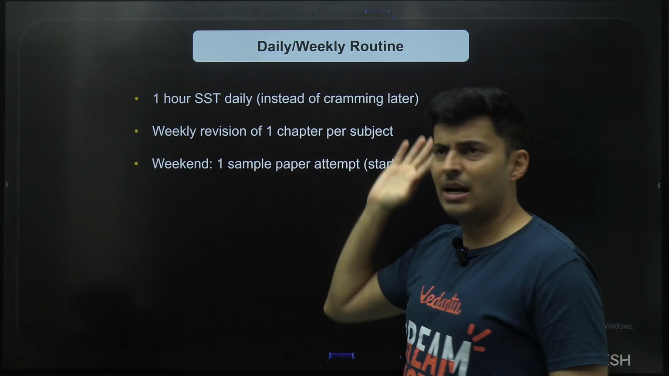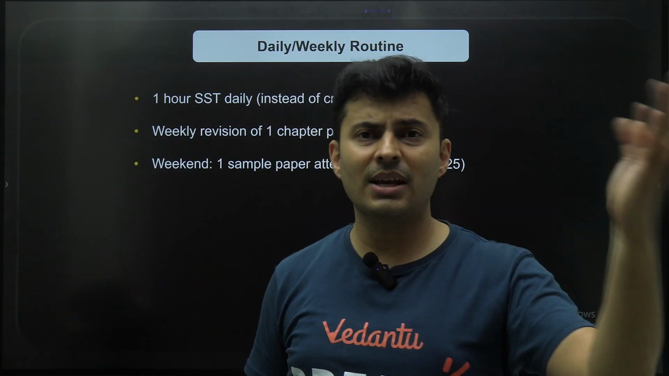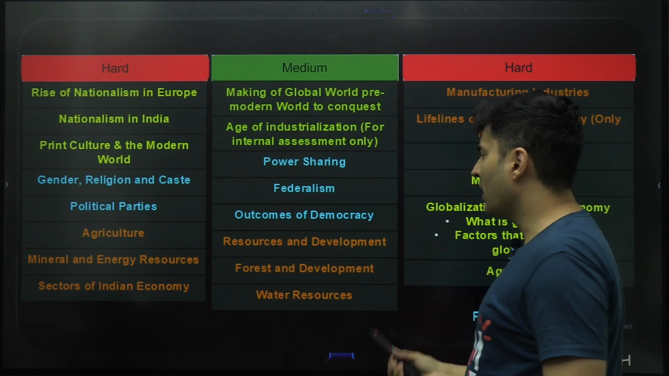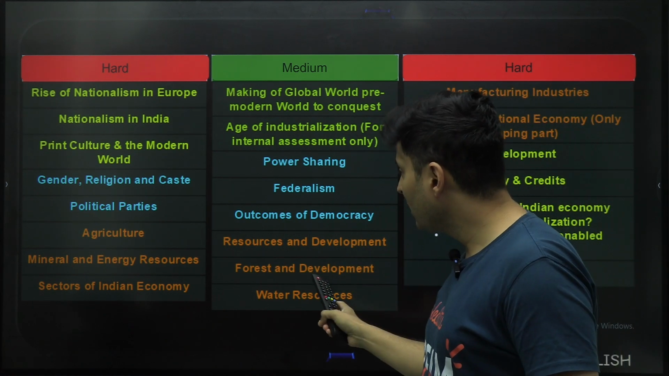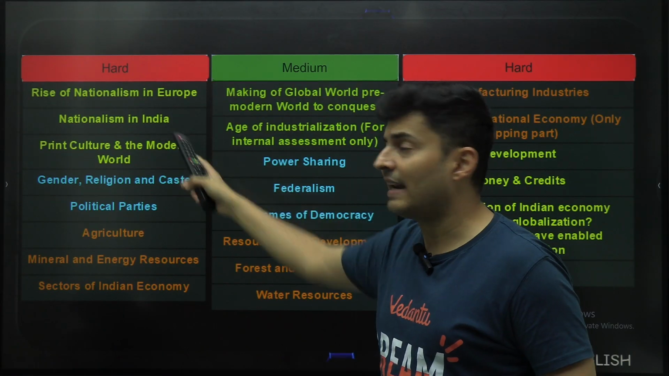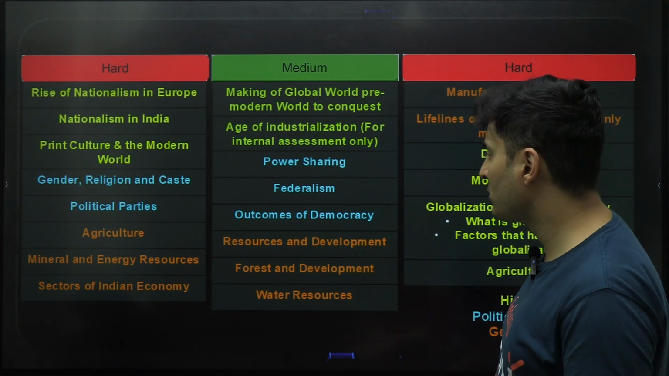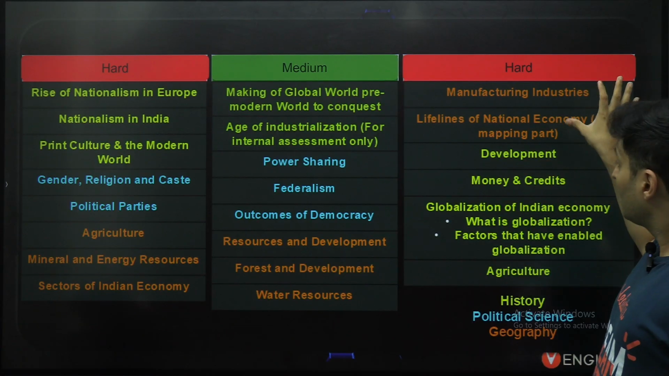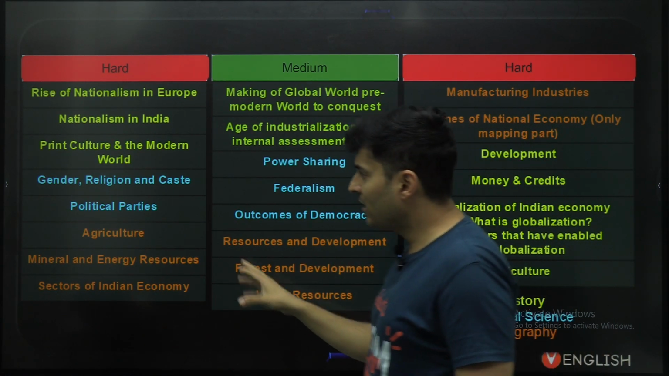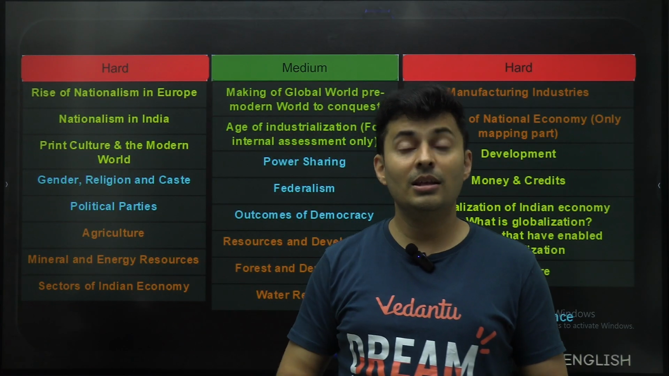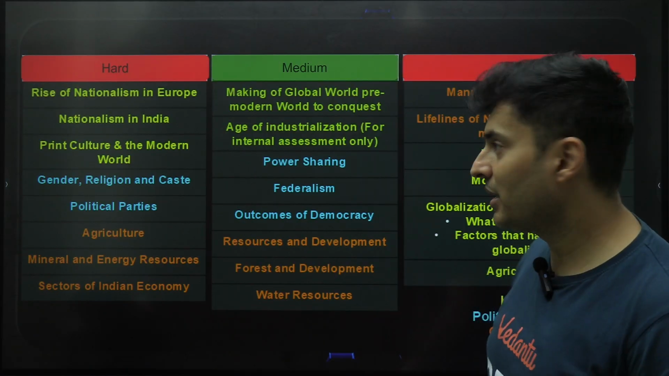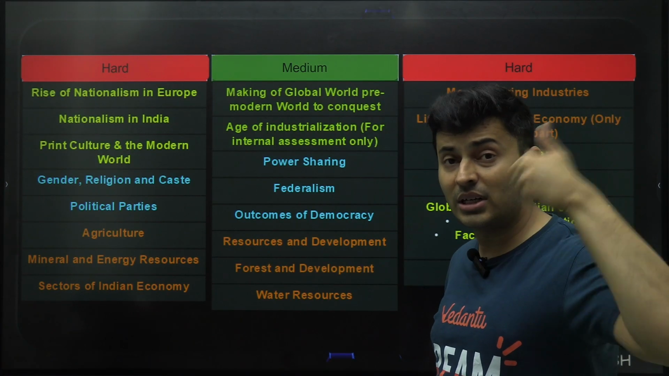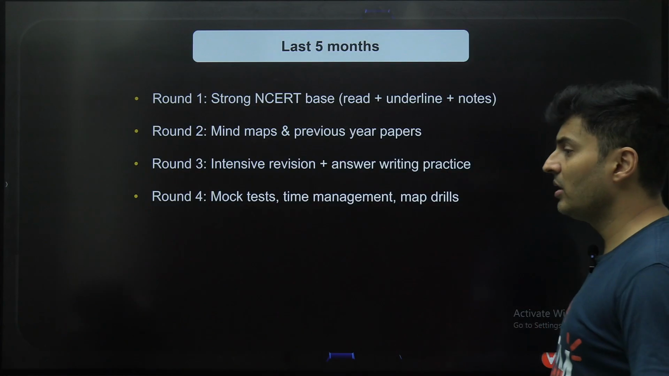Every week, one chapter you should revise. Let's say last week I had done, for example, nationalism in India. And this week I'm doing, let's say, forest and development. So this week, not only will I do this, but I'll also revise nationalism in India. After 1-2 weeks more, maybe I reach something like manufacturing industries. Not only will you revise this, but in some small time, you will also revise the previous topics. So don't leave it. You need to keep on revising the previous topics so that it keeps up in your memory.